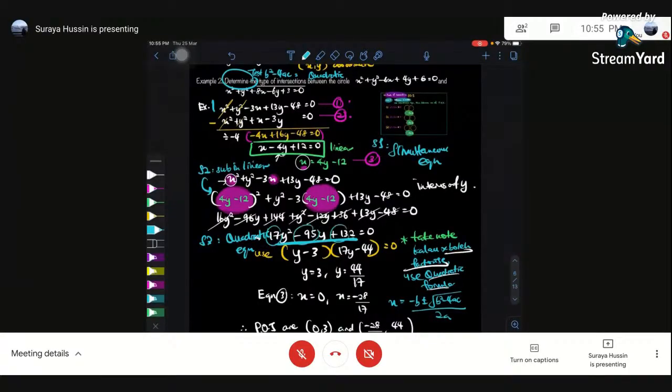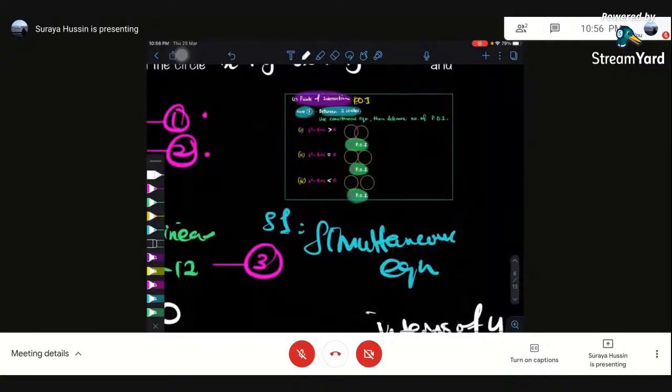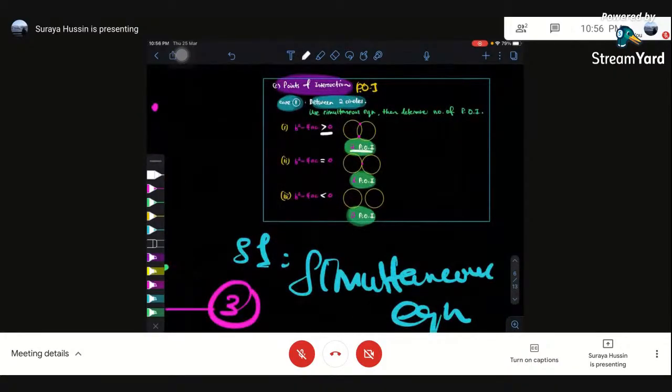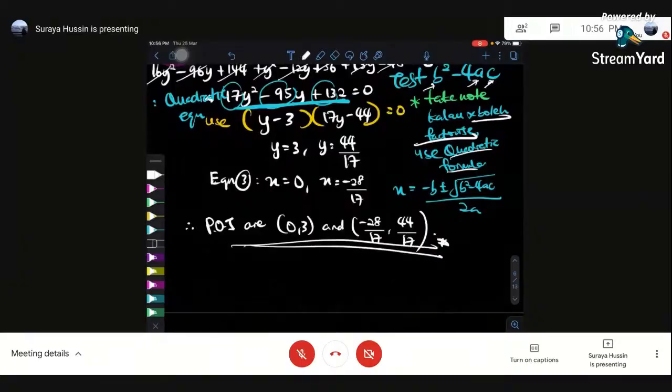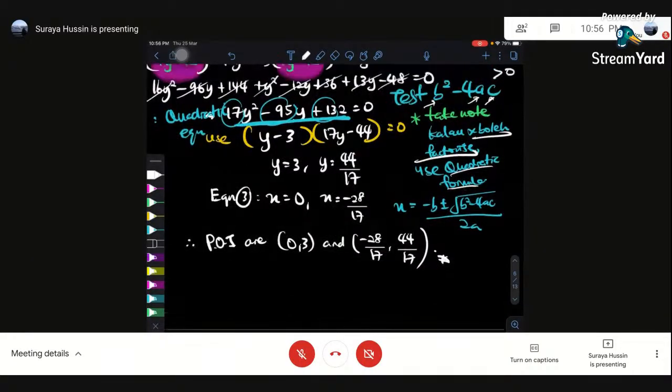Dan this quadratic you boleh test. Sebenarnya, you boleh test menggunakan b squared minus 4ac. You masukkanlah b ni, you masukkanlah a, you masukkanlah c ke dalamnya. You akan nampak nilainya more than 0. Do you remember, apabila more than 0, you will get 2 intersection points. That's why we get here 2 intersection points, because it is actually from the quadratic itself.